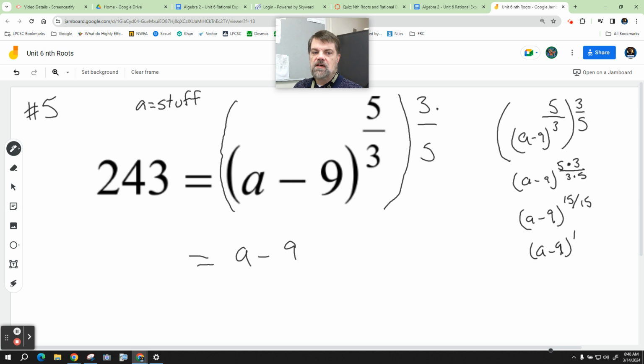But whatever I do on one side, I have to do to the other side. So over here, I've got to raise this to 3/5 as well. Remember, it's the root and raised to a power. So I'm going to say the 5th root of 243 raised to the 3rd power. Before I deal with this 9, let's see if we can simplify this.